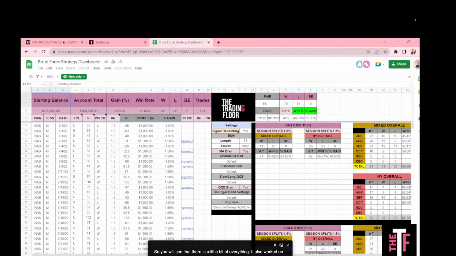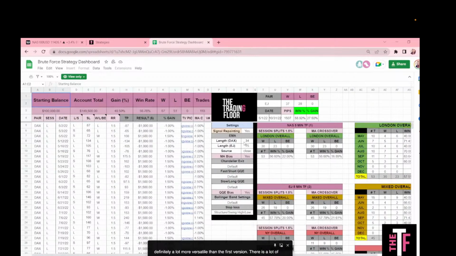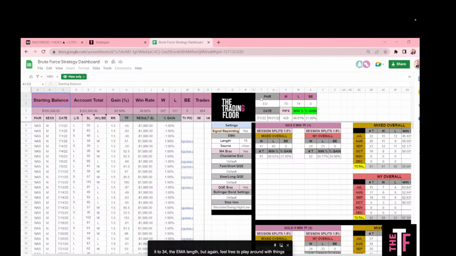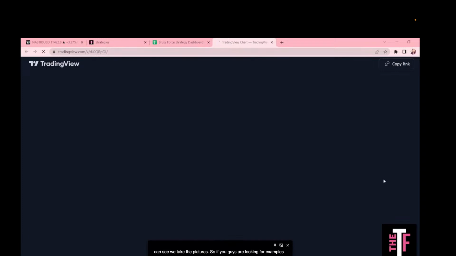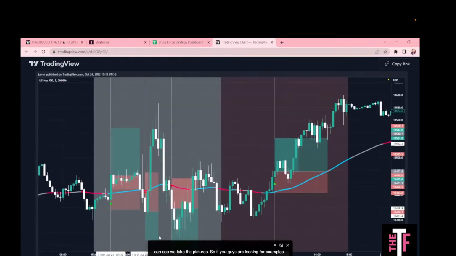It also worked on some Forex pairs that we had collected some data on. So this is definitely a lot more versatile than the first version. There is a lot of potential here. Just make sure that you're peeking at what we did with settings. Most of the time we left it at 75, but for the DAX, we did change the EMA length to 34. But again, feel free to play around with things and see what works best for you. But as always, with our data, you can see we take the pictures. So if you guys are looking for examples of where we place our stop losses, you can see how we do all of our trades and how they're marked up. And you can look for examples of buys and sells.